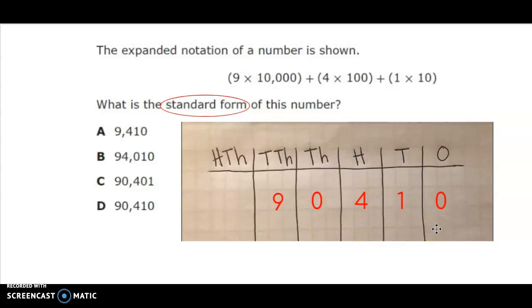I want you to pause the video here, look at the number we created, look at your answer choices, and figure out what is the correct answer. Go ahead and pause here, and when you think you have the answer, press play.